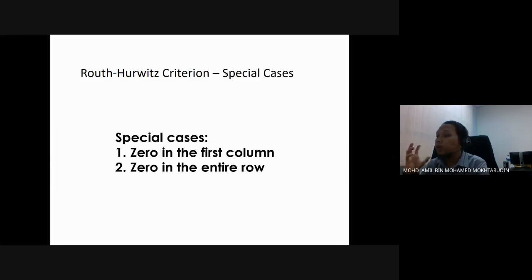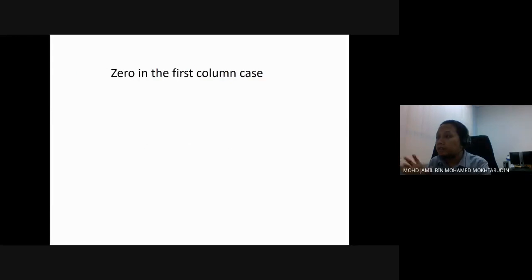Okay, so when you have 0, then the problem is that when you want to calculate for the next rows, then you will get more zeros. So this is a problem for Routh Hurwitz calculation. So you need to do some modification on the method. Okay, so we look at the first case, which is 0 in the first column.